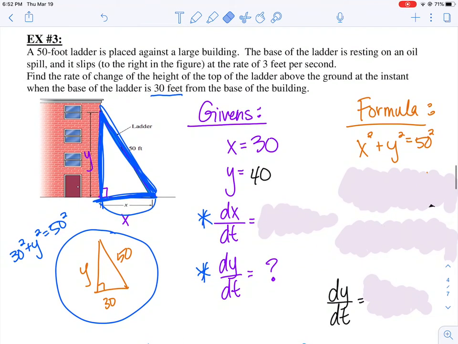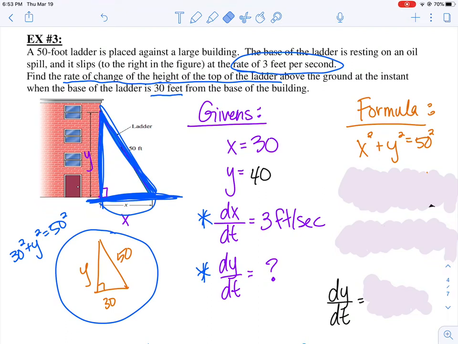So I have a couple givens here. I have that x is 30. I have now y is 40. I want to find the rate at which the height of the ladder is dropping down. Don't I want to find then dy/dt, how fast the ladder is sliding down that building? But what else does it say in my problem? Doesn't it say that the base of the ladder slips at a rate of? And if we called the base of the ladder that distance x, and it changes at a rate of, isn't that my dx/dt? So I'm going to say that dx/dt is equal to 3 feet per second.